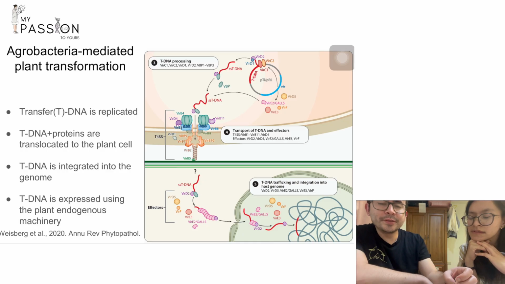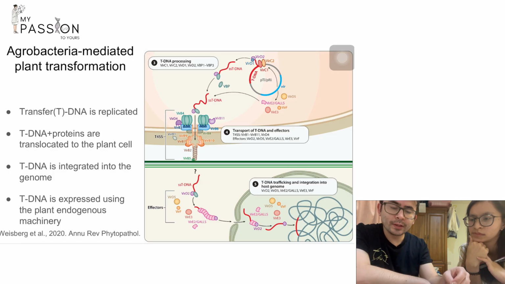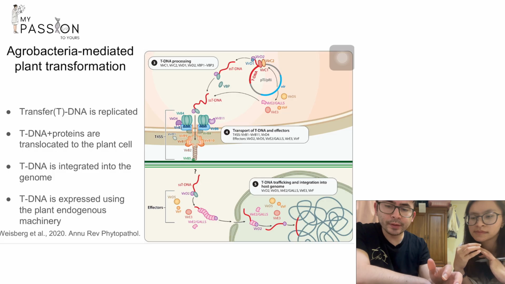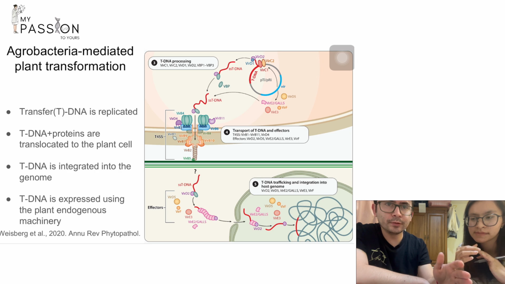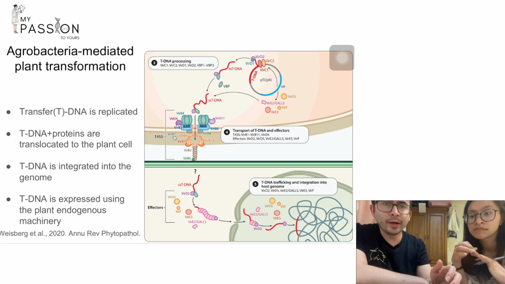So, as I mentioned before, what is important about Agro is that it can deliver tDNA, sorry, it can deliver DNA to the plant cell. So here, first I want to talk about the left side, and the DNA that is transferred from the bacteria to the plant is called transfer DNA or tDNA. They mean the same thing. And this tDNA is not transferred to the plant cell by itself. It's always accompanied by several other proteins, and these proteins, we call them effectors.